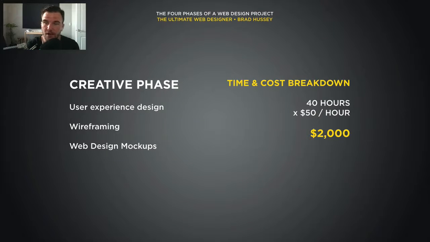The time and cost breakdown, this is a pretty heavy phase. I would say roughly allocate 40 hours at $50 an hour. It's about $2,000. Now, I've worked on projects where this creative phase was 100 hours. In bigger agencies, they allocate a lot more time because there are a lot more people working on it. And in some cases, clients have really large budgets, so you can account for that and allocate more time.